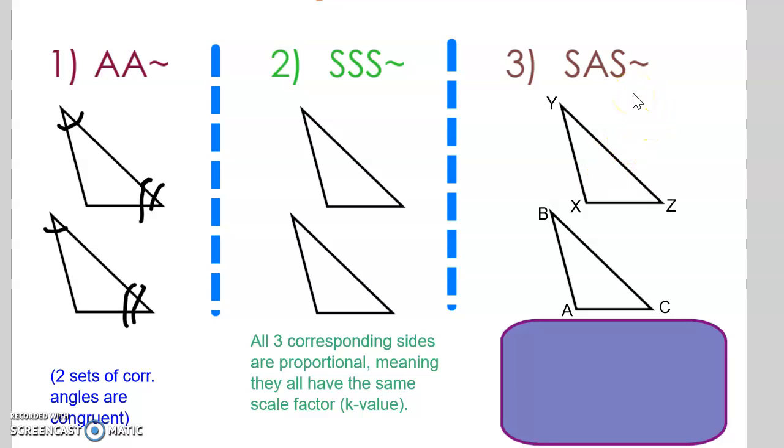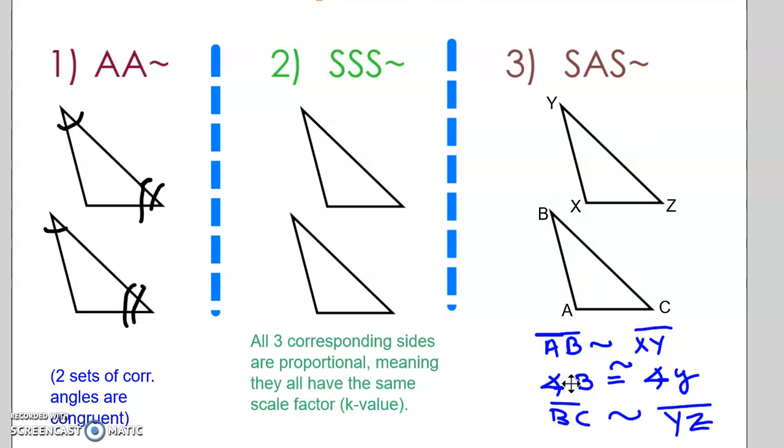And then our last similarity statement for today is going to be side angle side similarity. Basically, what I need is two sides to be proportional, and the included angle, or the angle between those two sides, needs to be congruent. If I can show this, then I can say triangle ABC is similar to triangle XYZ.